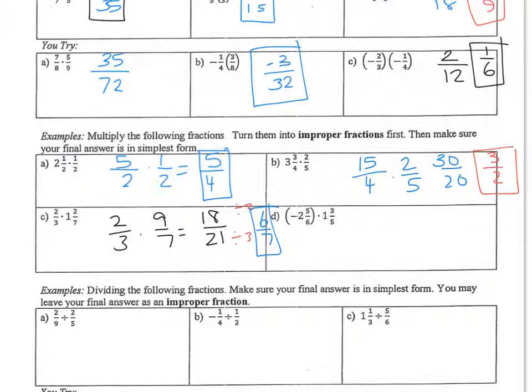And the last one, we know the answer is going to be a negative, because a negative times a positive is a negative. So change it to a mixed or improper fraction. 6 times 2 is 12, plus 5 is 17, so it's 17/6 times 8/5.